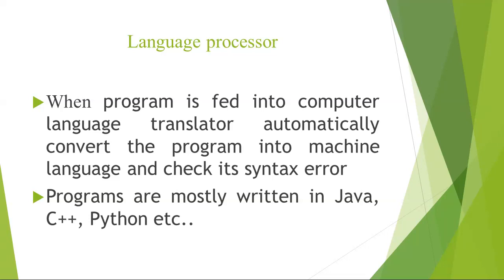Mostly programs are written in Java, C++ and Python. These are basically computer languages in which computer programs are written. Mostly users write the program in a high level language that is understandable by a human. So all the programs written in a high level language need to be converted. So we can say that a language processor translates the program written in a high level language into machine language that is understandable by the computer easily.